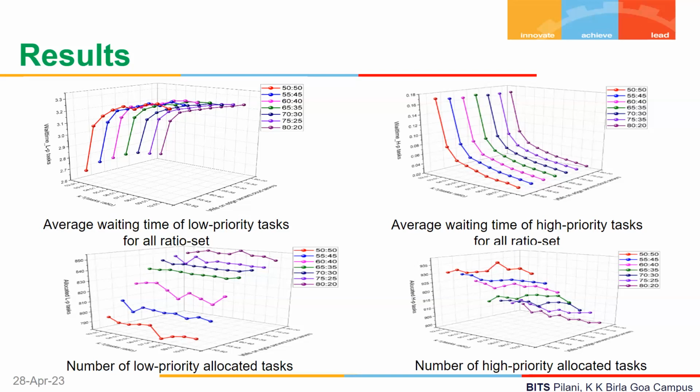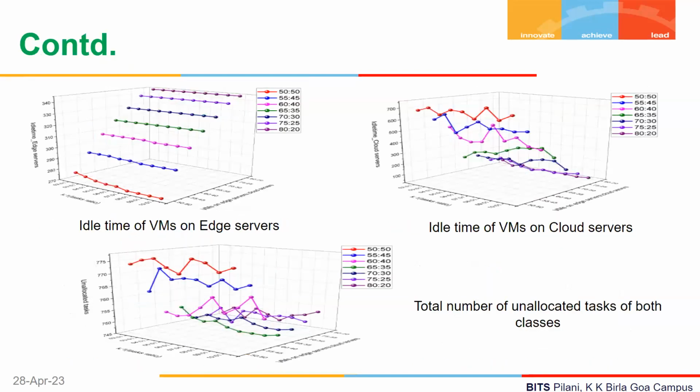So this way, we found out the best ratio set for the tasks, as you can see in the results, is the k:1 task ratio. That means 2:1, 3:1, 4:1, 5:1. With all the ratio sets, we found out that 2:1 is the best task ratio set, which fits all the parameters, like the waiting time of low priority tasks. We can say the high priority ratio set is also good. The number of unallocated tasks is also good in this 2:1 set.